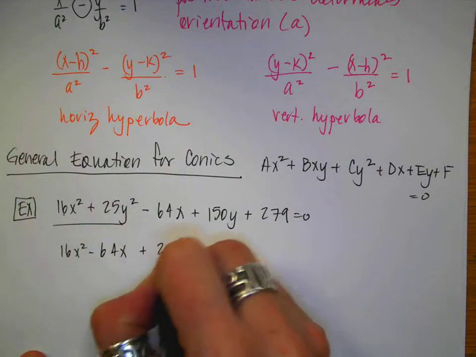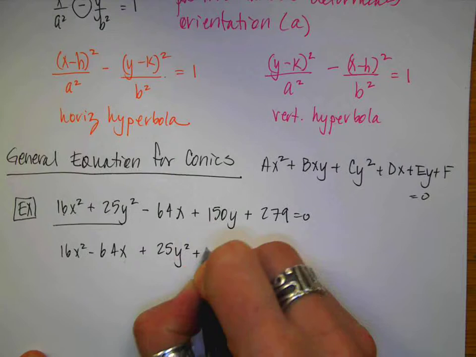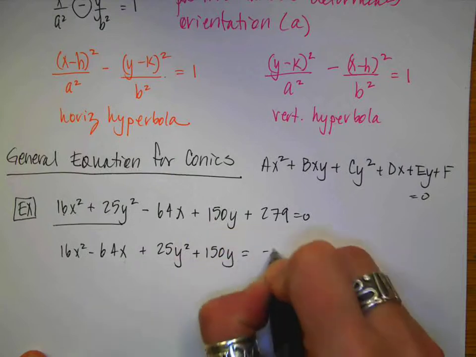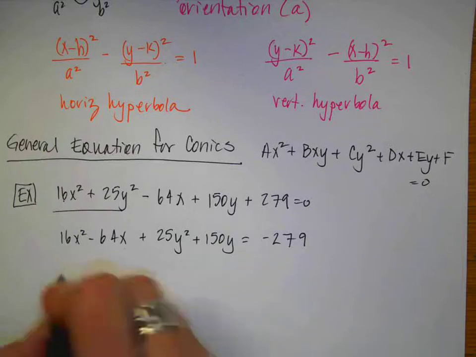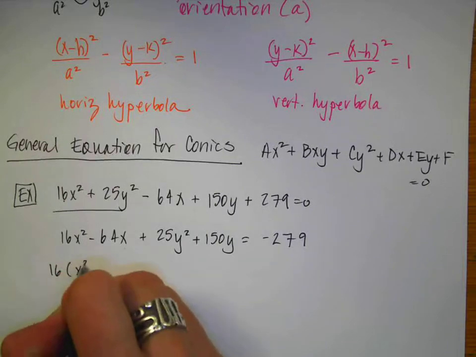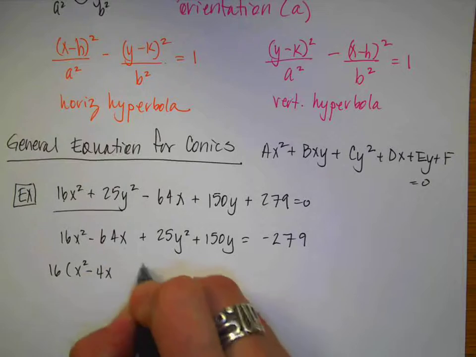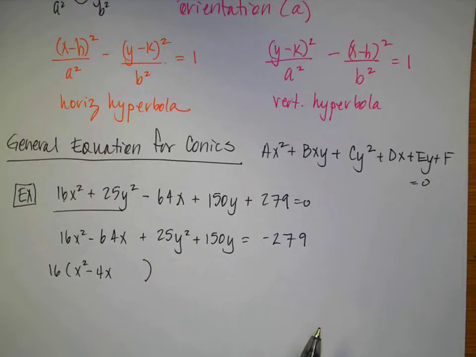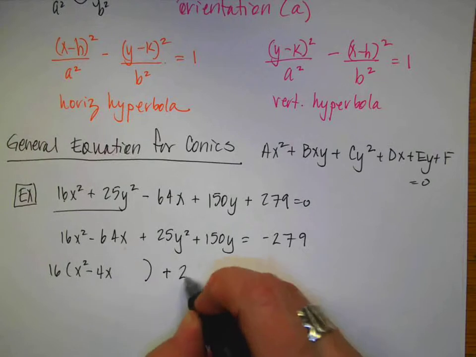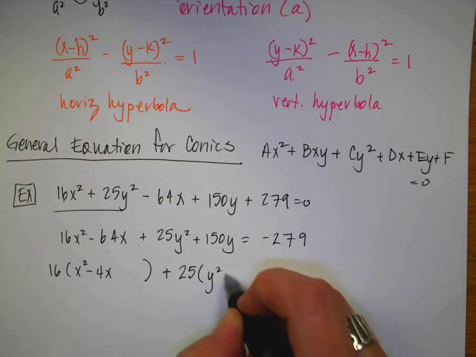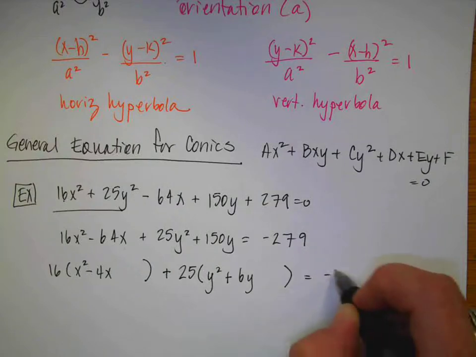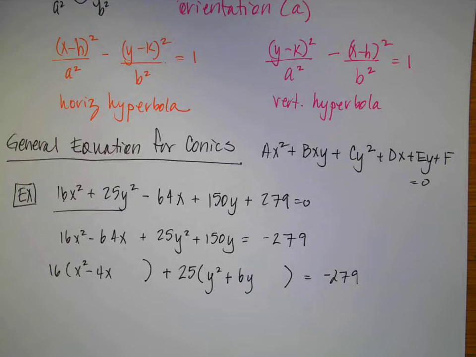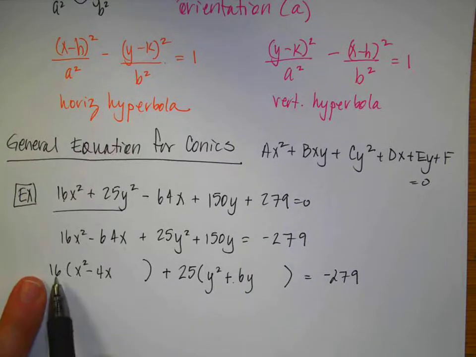So my first step is to combine like terms. So I'm going to put my 16x squared minus the 64x, and then I'm going to do 25y squared plus 150y, and I'm going to move the 279 to the other side of the equation. Then I'm going to factor, so I'm going to take 16 out of this one, and I get x squared minus 4x, and I'm going to leave some space because I'm going to do completing the square. And then I'm going to factor the 25 out of this set, and I get y squared plus 6y, leave some space, is a negative 279.